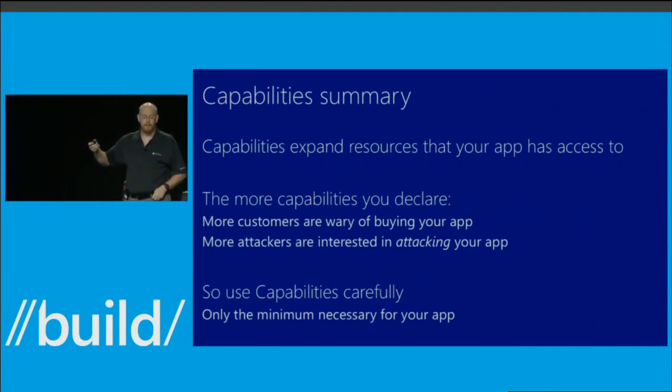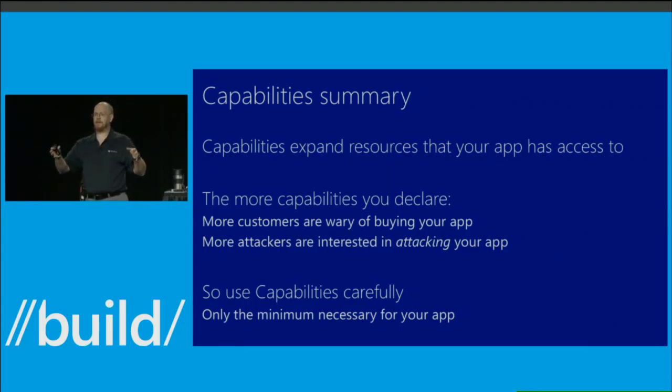So to summarize the capability pitfalls, capabilities expand your app's access to certain key resources that users are sensitive to, and therefore the users are going, why is this app needing access to that? So try to minimize them, and that enhances the user's confidence that your app is okay for them. The more capabilities you declare, the more customers are wary of buying your app, and the more attackers are interested in attacking your app. Use only the minimum necessary. In the literature, you'll find this called the principle of least privilege. Now moving on to the insecure sharing capabilities.